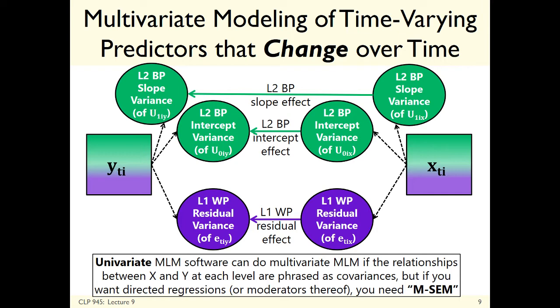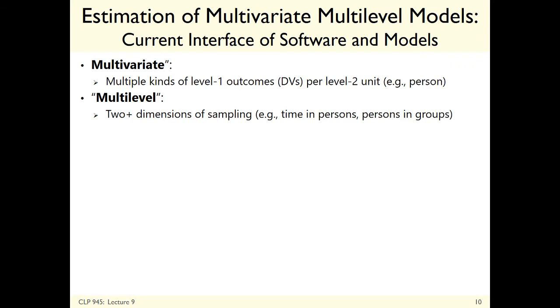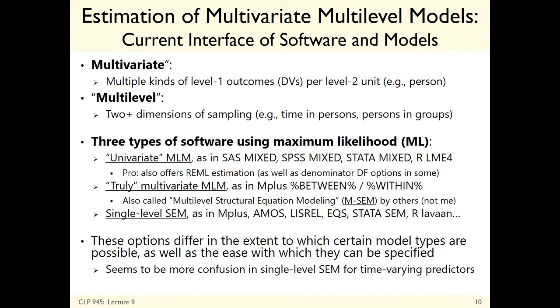All right. Well, then let's look at some stuff then. So yes. Trying to give you an overview then of how this is going to go. Multivariate, multiple level 1 outcomes. Multilevel, multiple dimensions of sampling. So we're putting the two together.